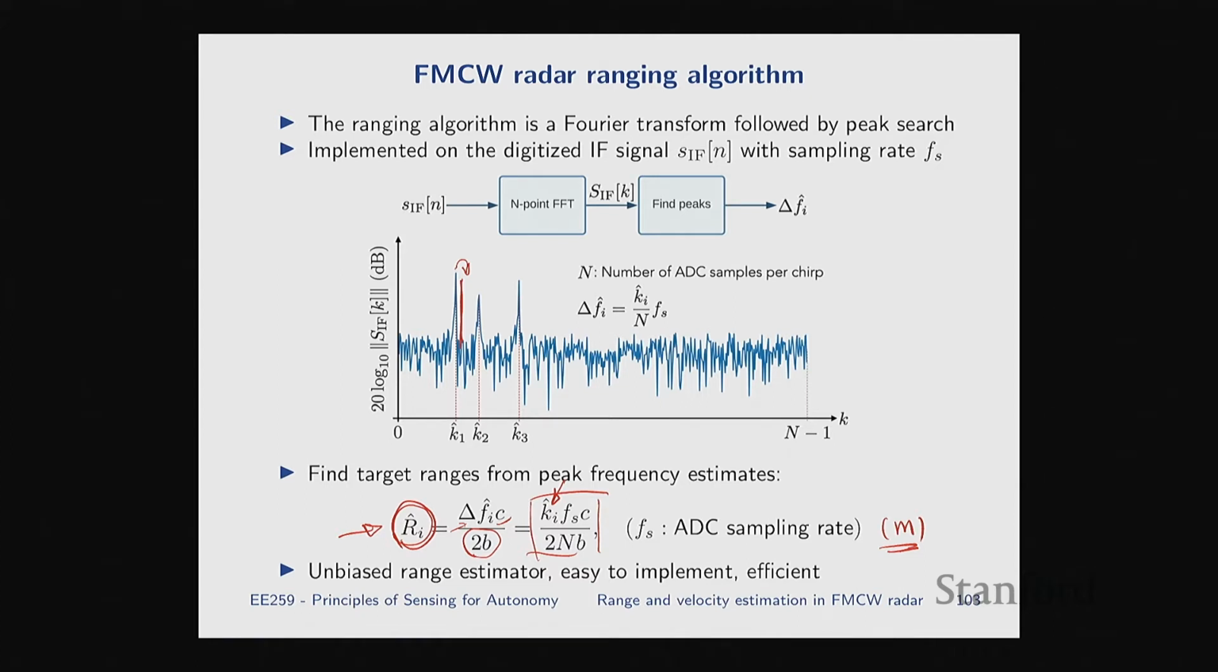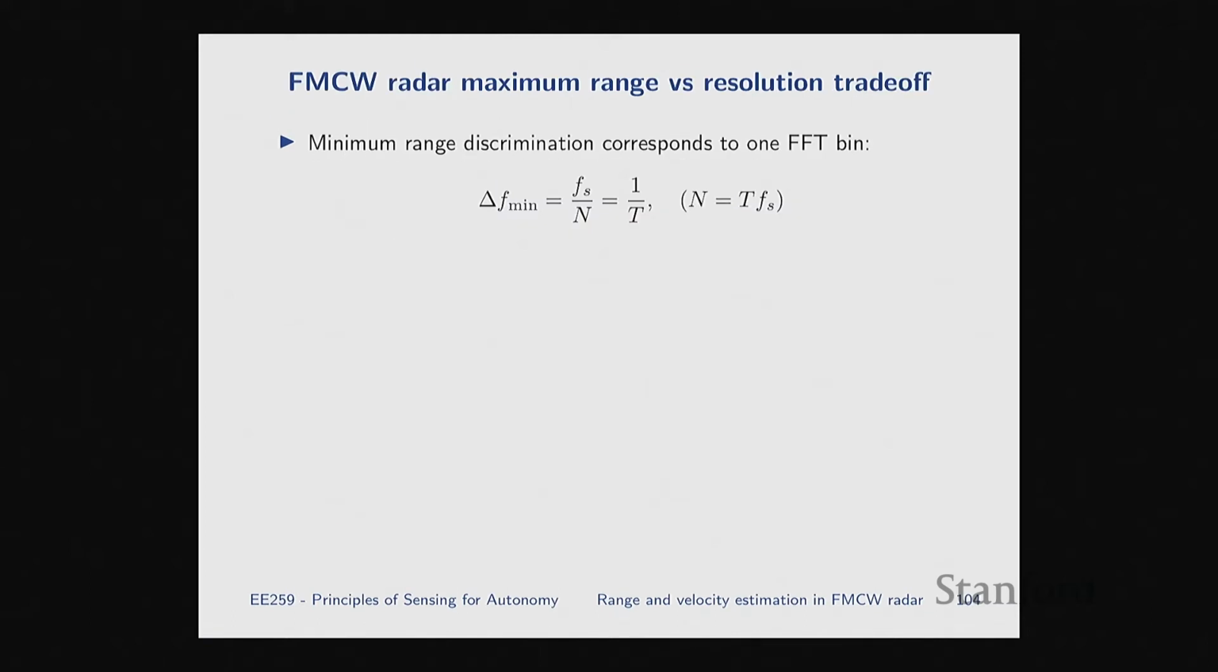And maximum range is determined by the maximum frequency we can estimate, which is basically tied to the sampling rate of the ADC. So if the peak is at basically N-1, that's the maximum frequency you can distinguish, and that determines the maximum range. So mathematically, what we get is minimum range discrimination corresponds to 1 FFT bin.